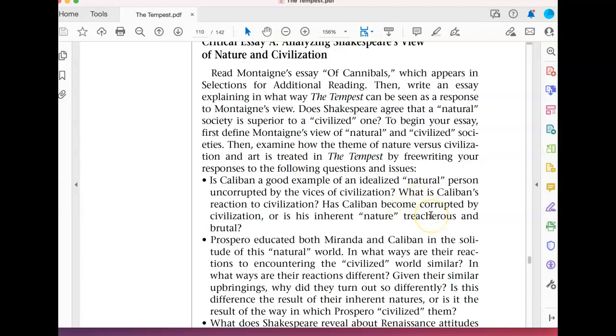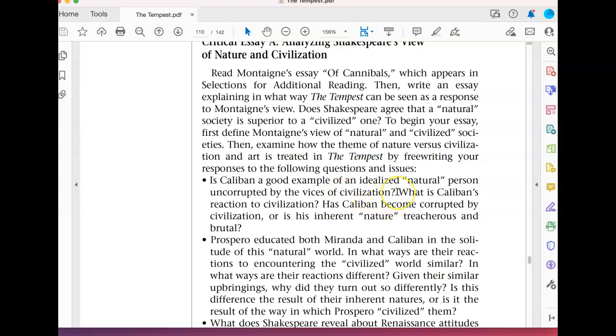It probably could take you a couple of hours to think your way through it. You know, is Caliban an example of an idealized natural person uncorrupted by the vices of civilization? Well, obviously, he's not an idealized anything in the way we see him. And if he's corrupted by the vices of civilization, he's certainly not uncorrupted. For God's sakes, he wants to kill. He tried raping. I don't know why they asked that question, other than to get you thinking.